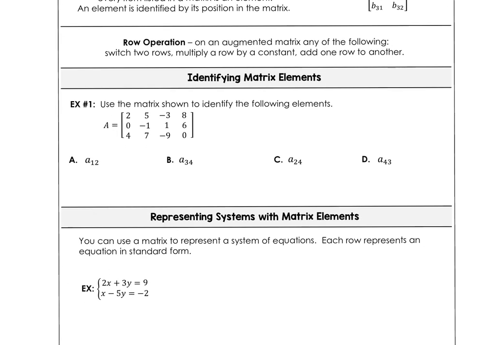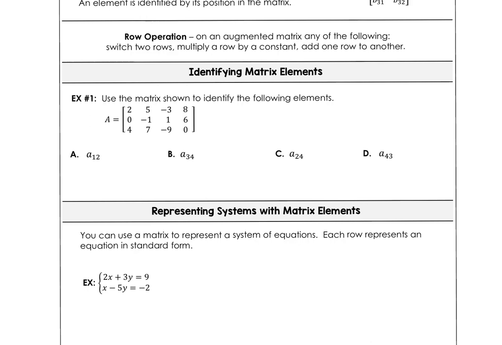Let's give that a practice here. So I want to identify the elements based on that new notation from matrix A. So A sub 12 means the first row and the second column. So the first row, second column, that element is 5. In row 3, column 4, we want the element row 3, column 4. Row 3, column 4 is 0.